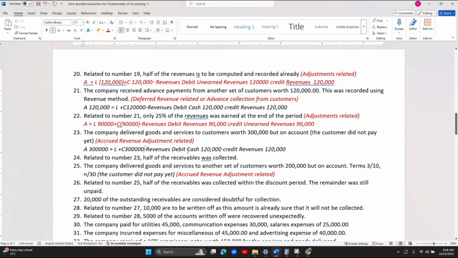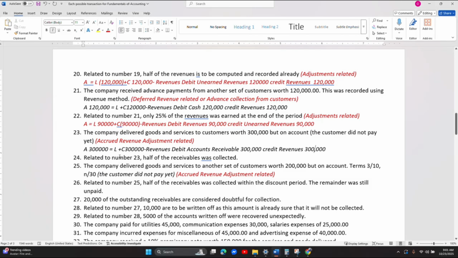So as to the entry, instead of debiting cash, since we did not yet receive any payment, we're going to debit accounts receivable, and then credit revenues in the amount of 300,000. Okay, so that's it. So let's continue.